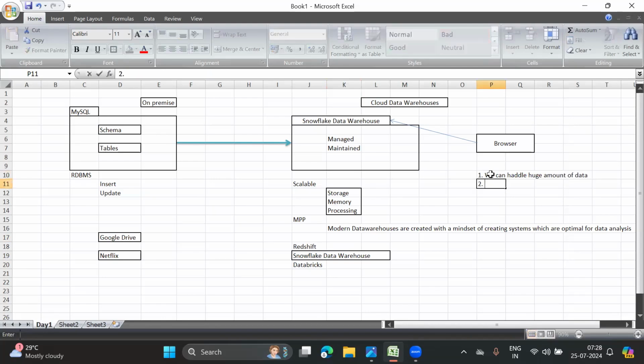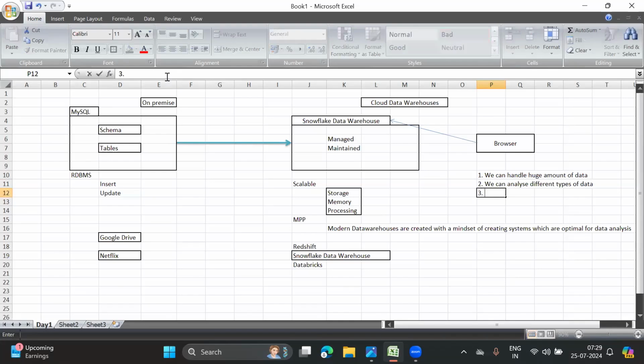And the other mindset is that we can analyze different types of data. For example, if the data is coming as a CSV file, a JSON file, a Parquet file, or an Avro file, we should be able to analyze all these different types of data. Could be structured, unstructured, or semi-structured. We should be able to handle all these data, and also handle these huge amounts of data, right? So these systems were created for these things.